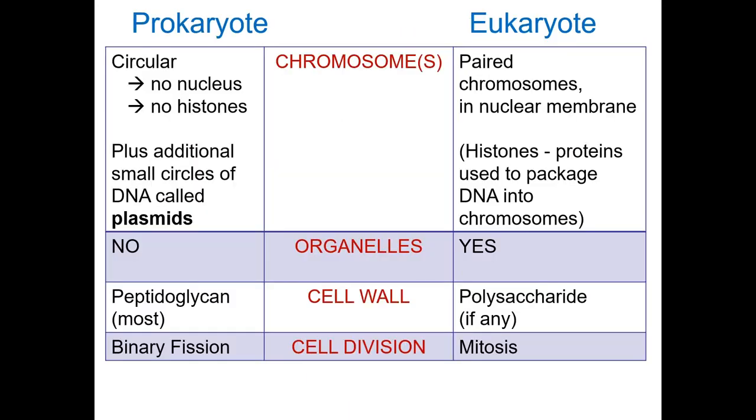Let's compare the two cell types in a bit more detail. So in prokaryotes, again, we have DNA that's found in circles. It's always in circles. So we have a great big circle of DNA. That's the single chromosome of a prokaryotic cell. That's going to be found in the center of the cell, but it's not surrounded by a nuclear envelope. So there is no nucleus. We may have much, much smaller circles of DNA known as plasmids. In eukaryotes, we have straight chromosomes, and in order for them to fit within the nucleus, they're packaged using proteins known as histones. Histones are positively charged proteins.